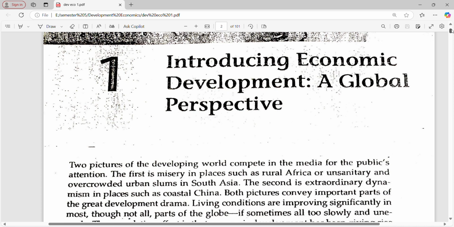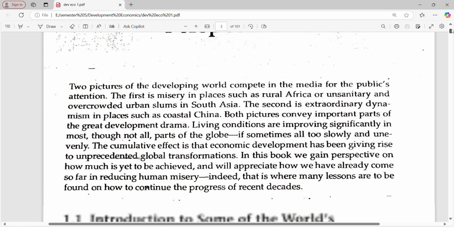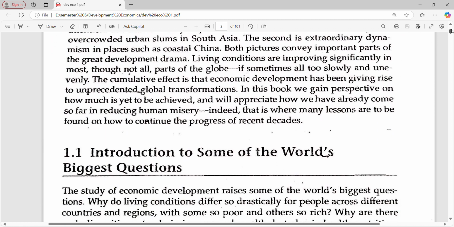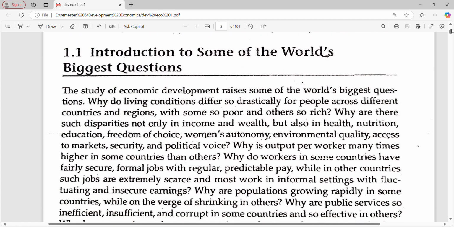So we are starting with the first chapter of the first unit of Introductory Development Economics for the students who took economics as their major discipline in semester 5. So this chapter is about economic development, the problems faced by economic development.